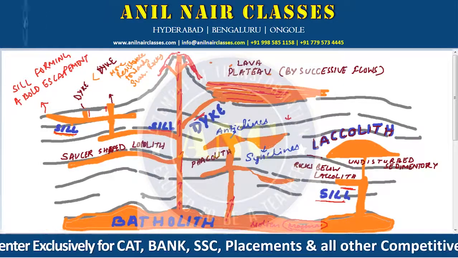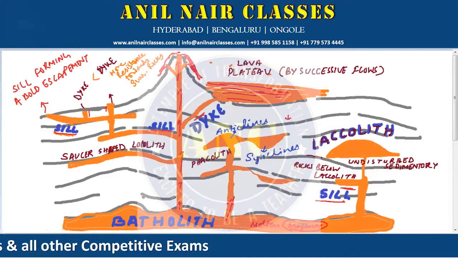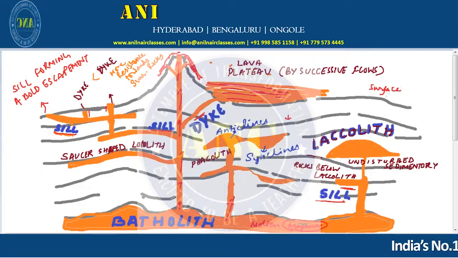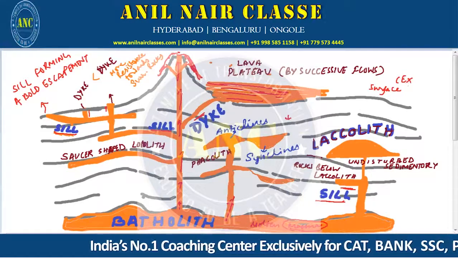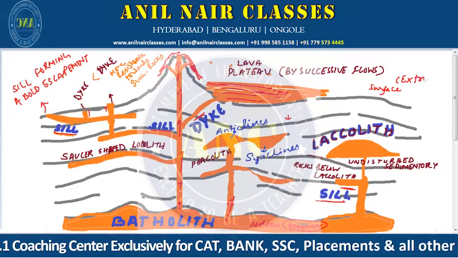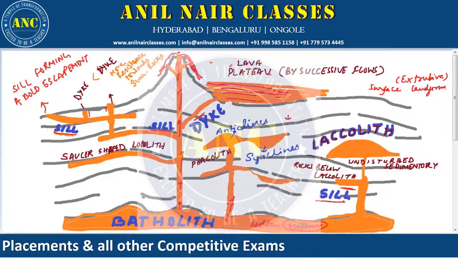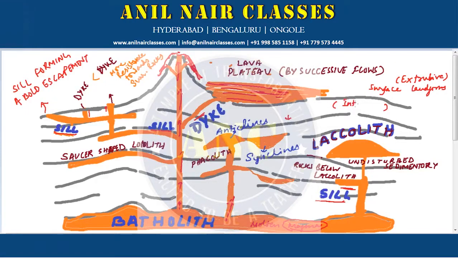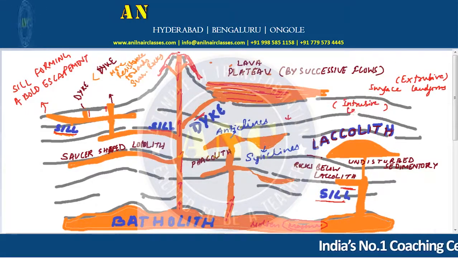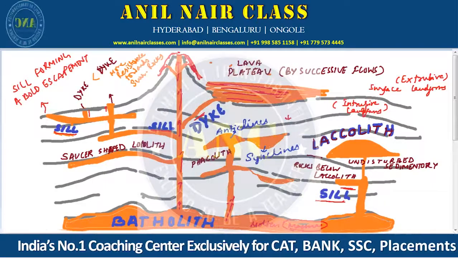But if the magma reaches the surface, that will be called what? Extrusive landforms. Means if lava comes out of the surface, this will be called extrusive landforms. But if the lava is within the crust, it is called intrusive landforms. Correct or not?